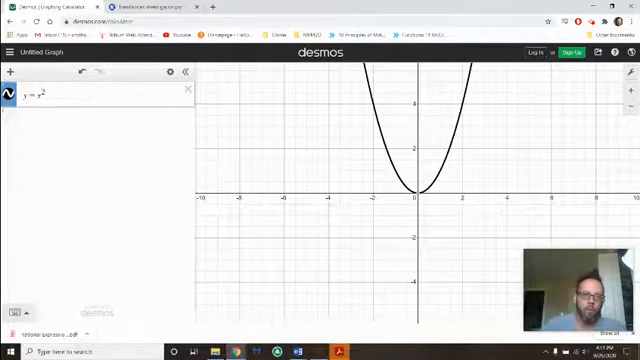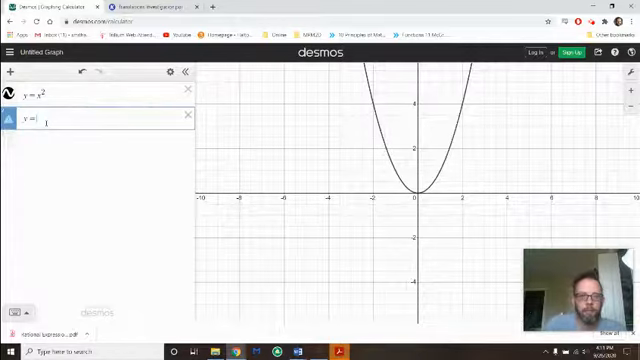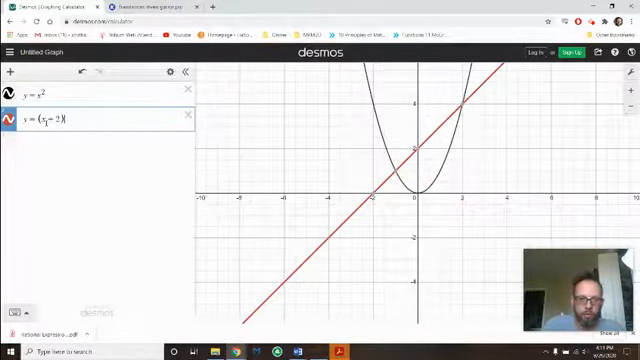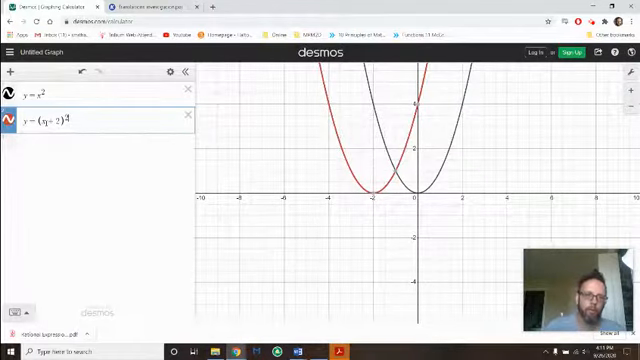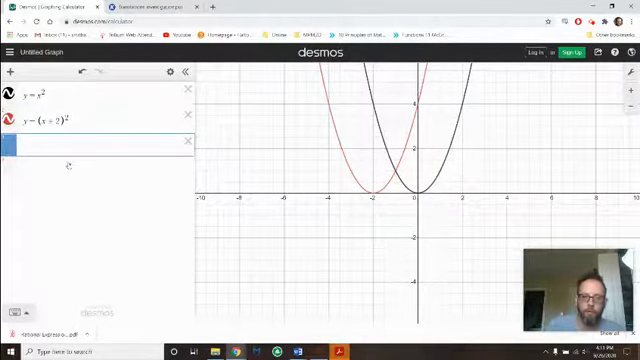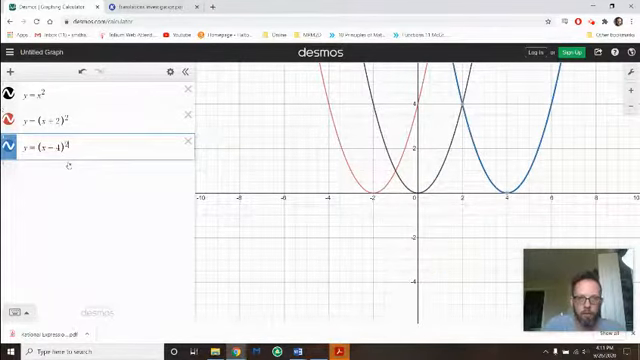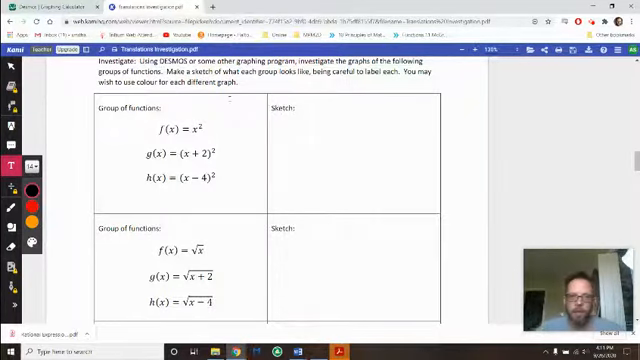Basic parabola, y equals x squared. And y equals x plus 2 squared. Note the position of where it shifted. And x minus 4 squared. So basic parabola, x plus 2 squared, moved it left. X minus 4 squared, moved it to the right.